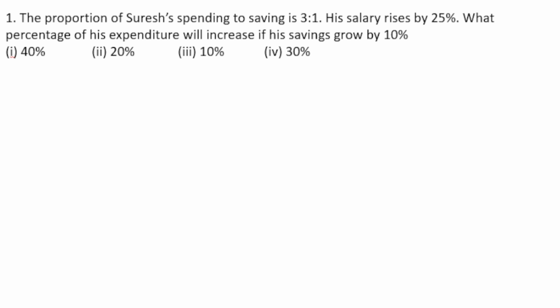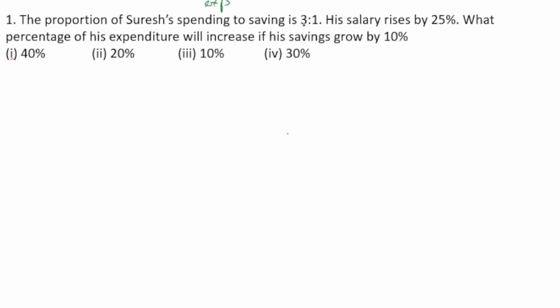First one, the proportion of Suresh spending to saving is 3:1. Spending means here expenditure. Expenditure to saving ratio is given as 3:1. So what is income here? Income is expenditure plus savings. It is 4 units.